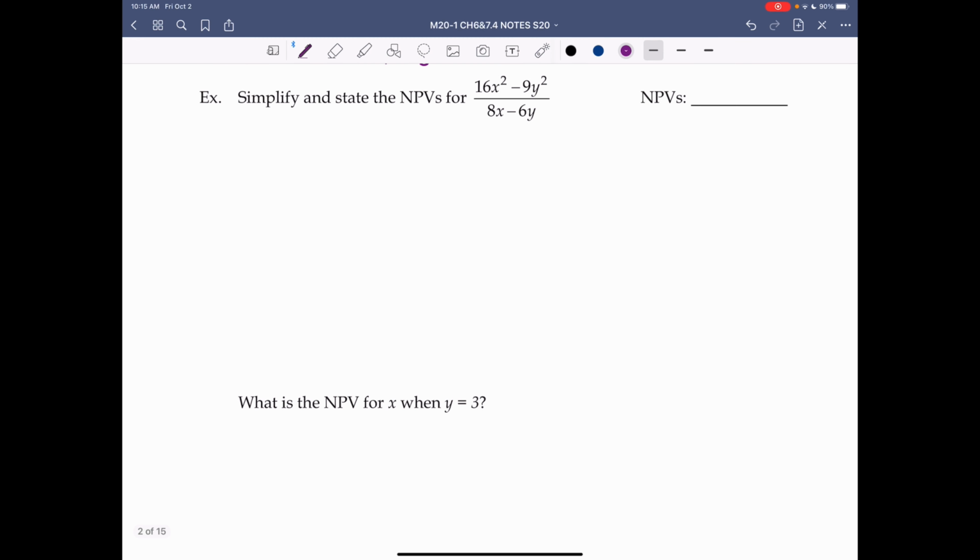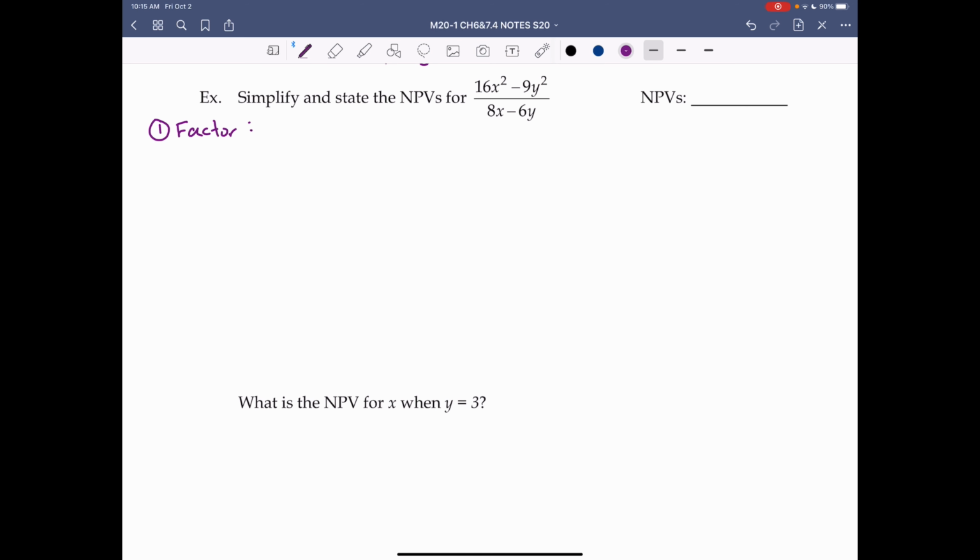Simplify and state the NPVs for 16x squared minus 9y squared over 8x minus 6y. Same process. Step number 1, factor. 16x squared minus 9y squared.